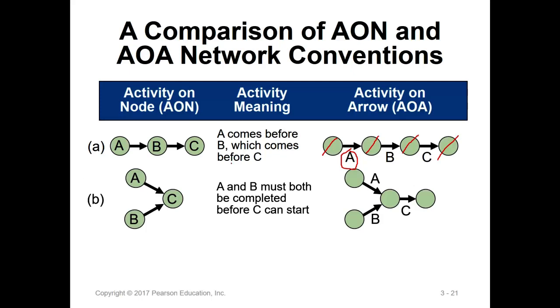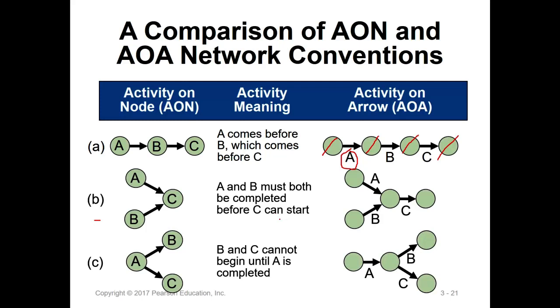And B is saying, okay, A and B are both the prerequisite of C. A and B must both be complete before C can start. So C, this one, is showing activity A is the prerequisite of both B and C. The arrows show A and B both go to C. And this example is showing this arrow goes to B from A, this arrow goes to C from A.